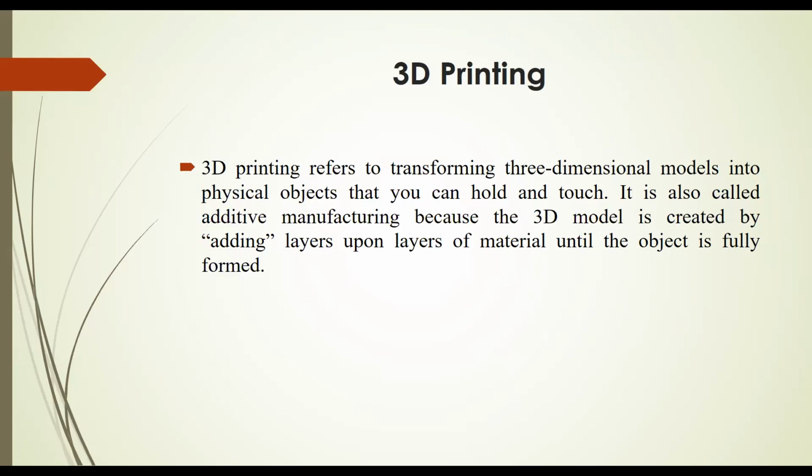Now 3D is basically a three-dimension model which physically you can feel, you can touch, you can hold the object. It is also called additive manufacturing because a 3D model is created by adding layer upon layer. This is how it actually forms.